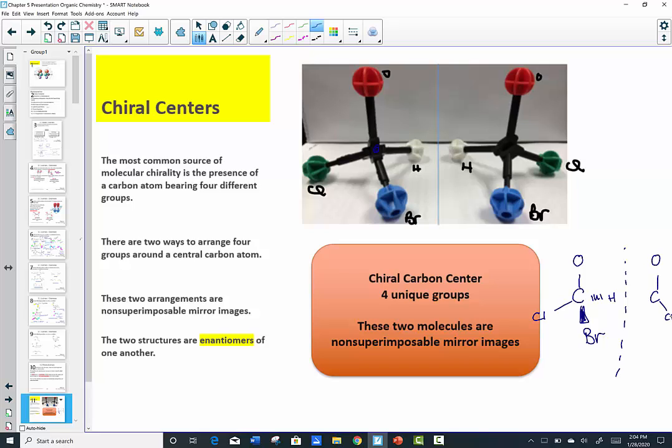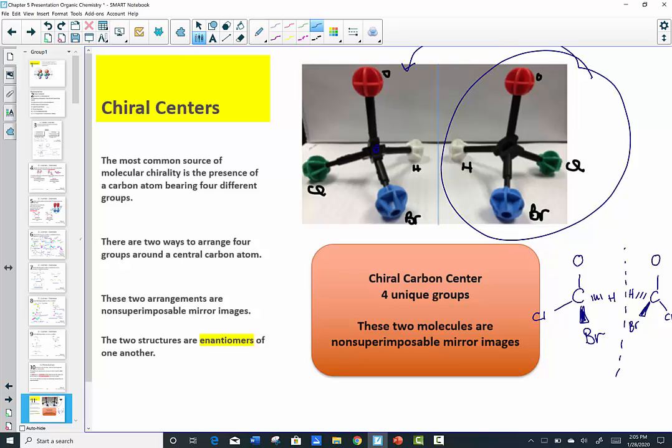Drawing to the right of the plane, away from the mirror, is the chlorine. Closest to the mirror is still bromine, and still coming behind the mirror is your hydrogen. We drew the mirror image of the molecule with 4 unique attachments. Now, can you imagine picking this molecule up and overlaying it on top of that molecule?